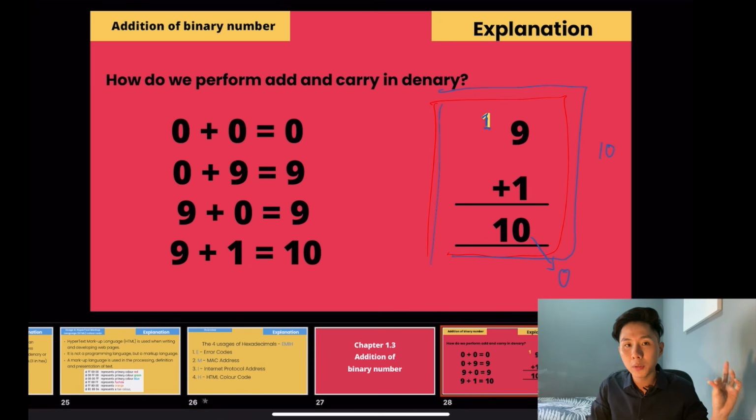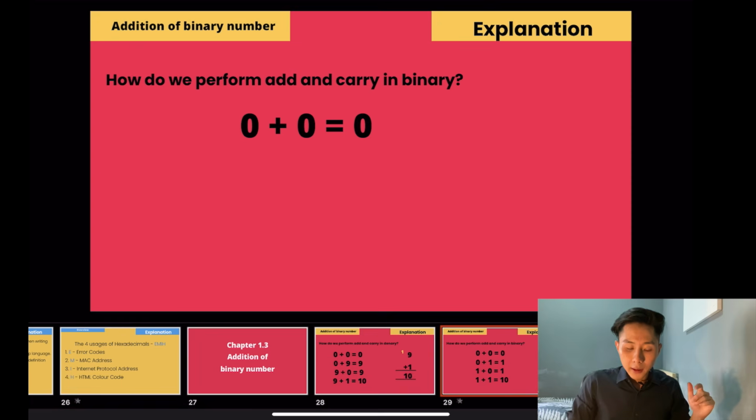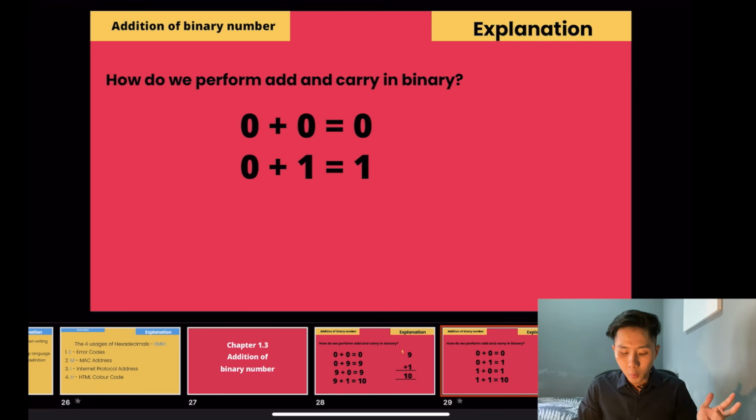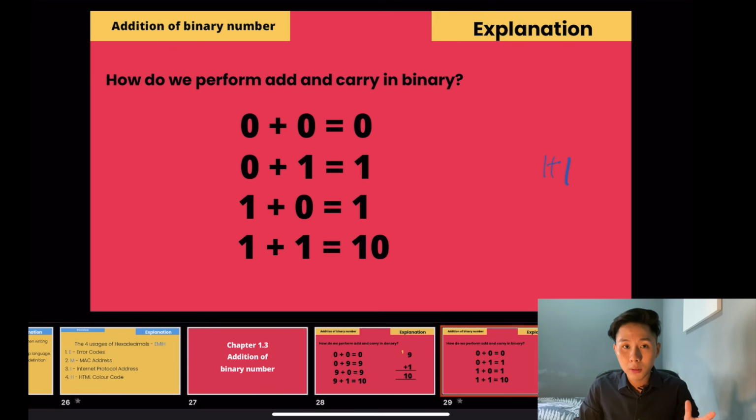If you remember, binary only has 2 unique values. So if we were to add 0 and 0, obviously we're going to get 0. 0 plus 1, we're going to get 1. 1 plus 0, we're going to get 1 again. But if we were to do 1 plus 1, remember in binary, there's no value called 2. What it will do is that 1 plus 1 is equal to 1, 0.